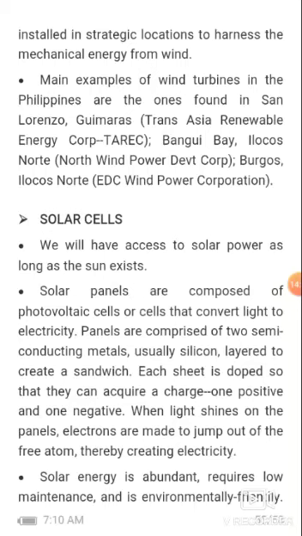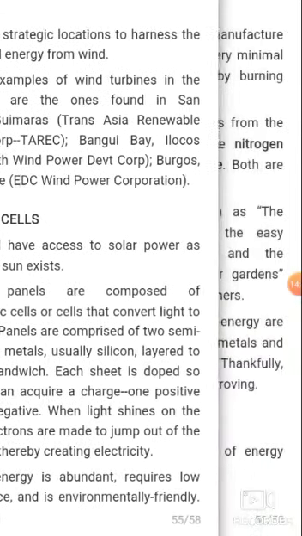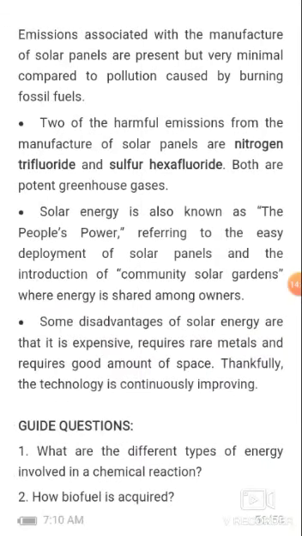Solar energy is abundant, requires low maintenance, and is environmentally friendly because the sun is always there. Even if it is raining, the sun is still there. Emissions associated with the manufacture of solar panels are present but very minimal compared to pollution caused by burning fossil fuels. So, two of the harmful emissions from the manufacture of solar panels are nitrogen trifluoride and sulfur hexafluoride.